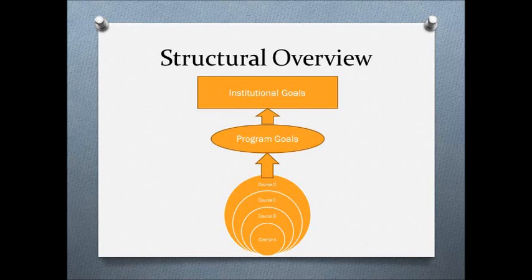Another structural overview. This is a very important part, so please pay close attention. Now, all the courses, and we're just talking about core courses here, because it's very difficult to really track where the student's going to go with their electives. So all the core courses combined, the course learning outcomes must address all program goals.